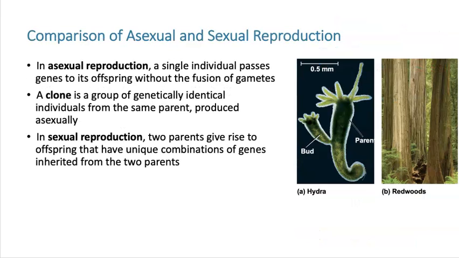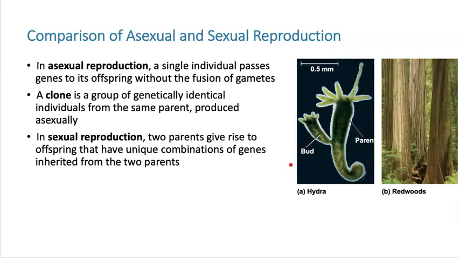If you were going to look at asexual reproduction versus sexual reproduction, there's some pretty big differences. With asexual reproduction, one individual is going to pass all of its genes, as is, onto its offspring without any fusion of gametes. So here, this is a very cool little hydra, and there's a bud coming off of it. And this whole thing has happened in the process of mitosis.